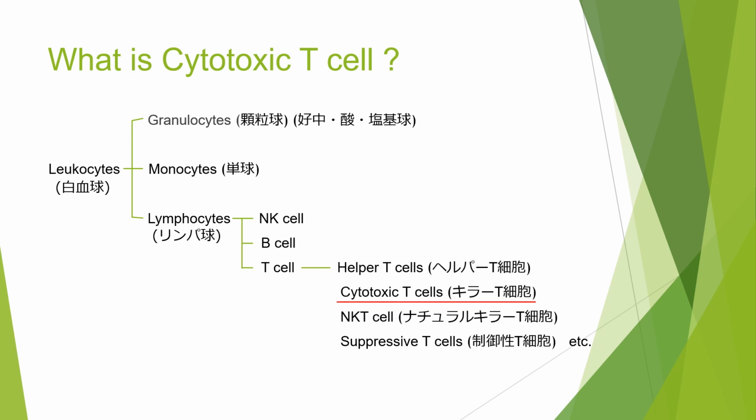Cytotoxic T cells, also known as killer T cells, are one of the T cells in our body. B cells and T cells are involved in acquired immunity, and half of the T cells are these cytotoxic T cells, which are very important.